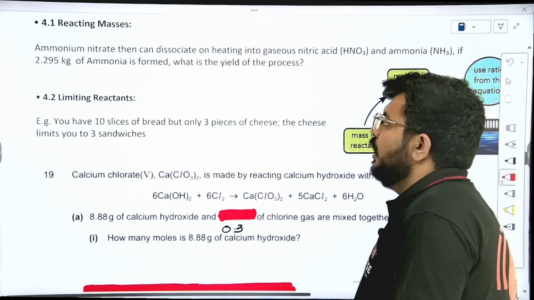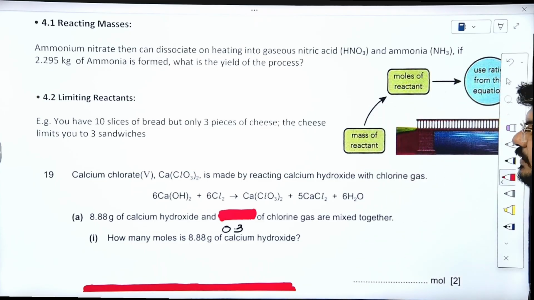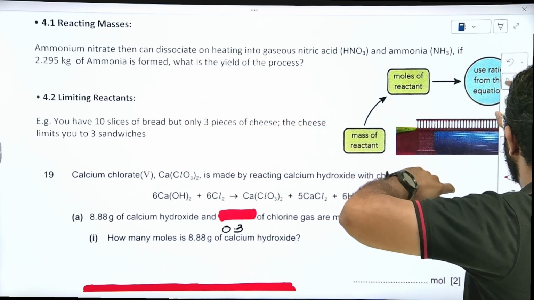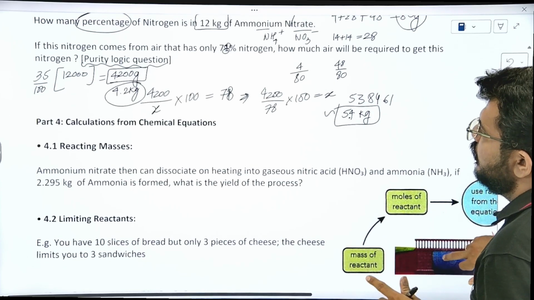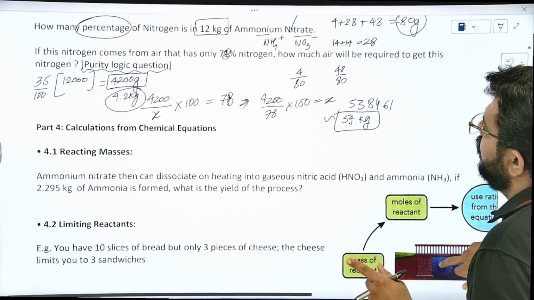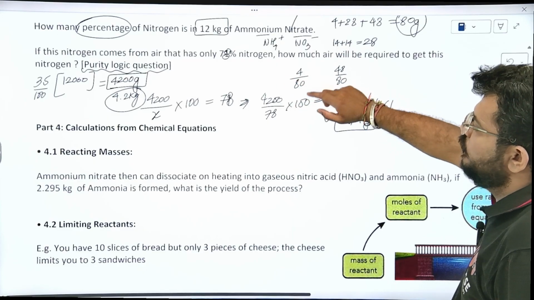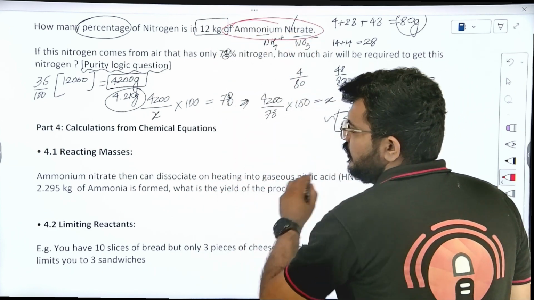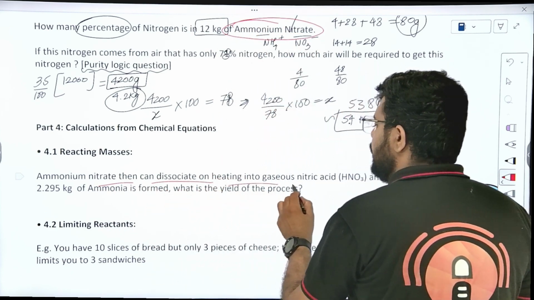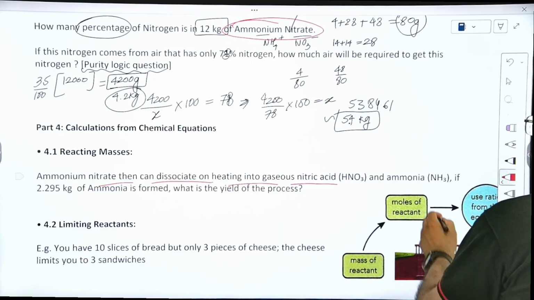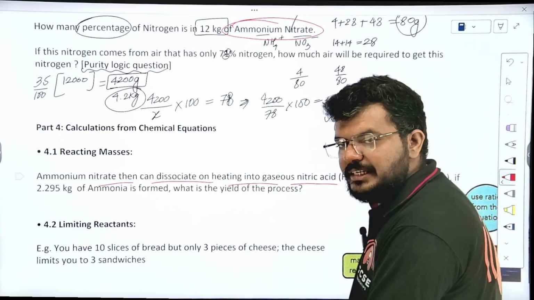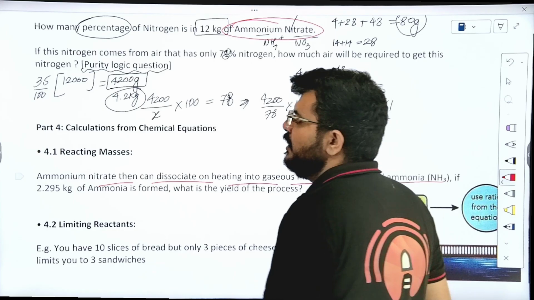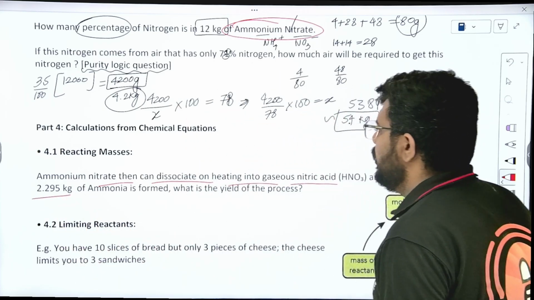So what do we have? Ammonium nitrate. Okay, so I think I had made a question over here connecting the previous part. Okay, so nitrogen comes from air only, right? We are talking about this ammonium nitrate. Ammonium nitrate can dissociate on heating into gases nitric acid and ammonia. So nitric acid also is released as gas. It is at that temperature. Ammonia is also gas. If 2.295 kg of ammonia is formed, what is the yield of process?